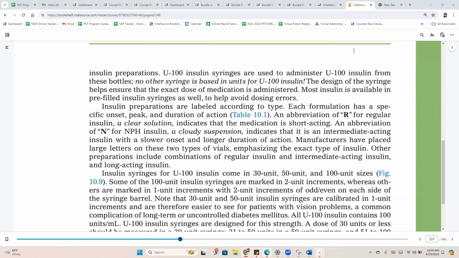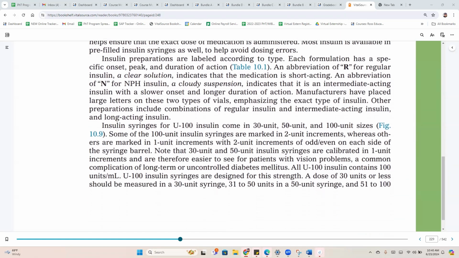Note that 30 unit and 50 unit insulin syringes are calibrated in 1 unit increments and are therefore easier to see for patients with vision problems, a common complication of long-term or uncontrolled diabetes mellitus. All U100 insulin contains 100 units per mL. U100 insulin syringes are designed for this strength.